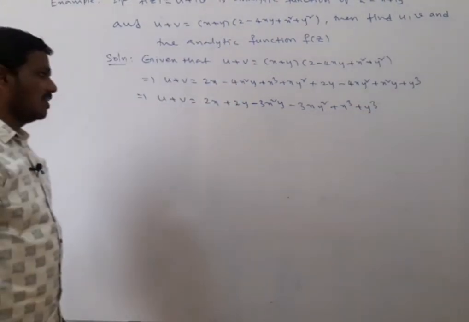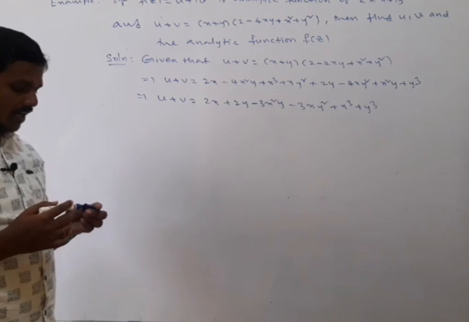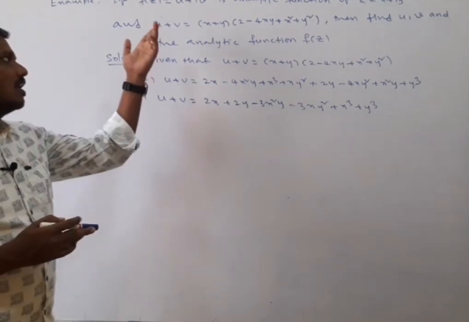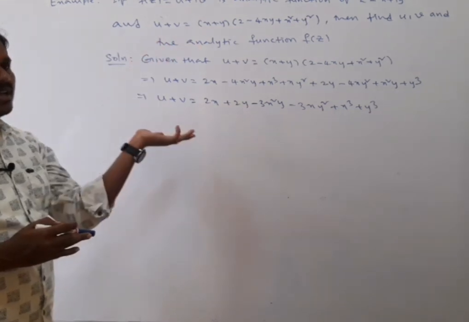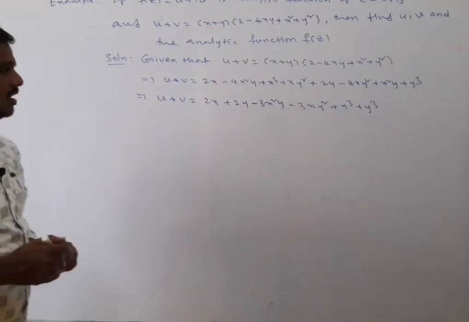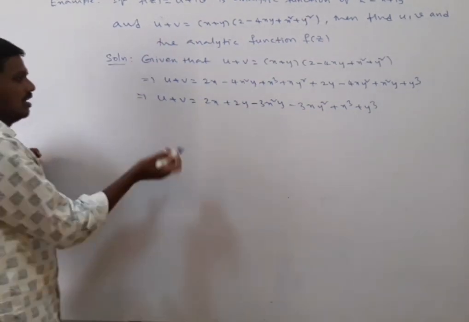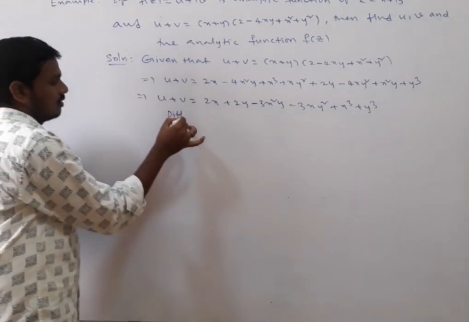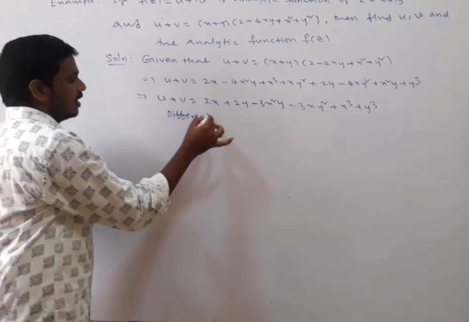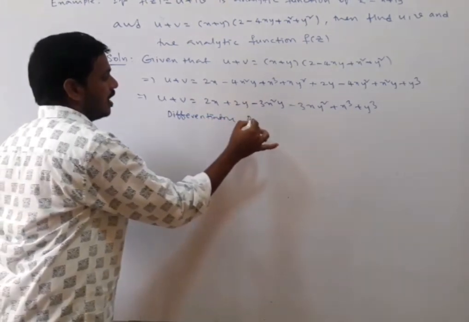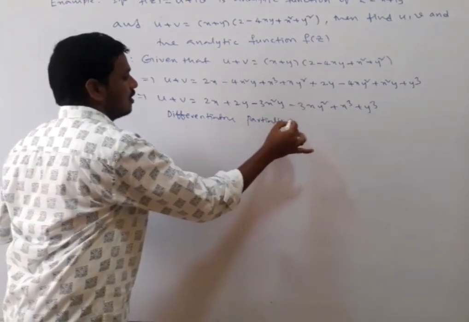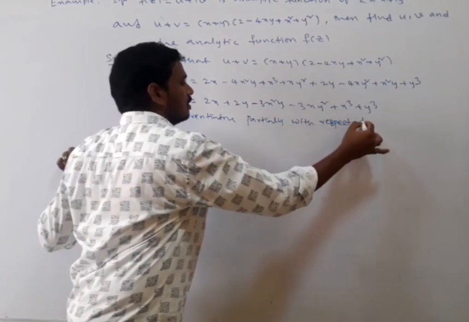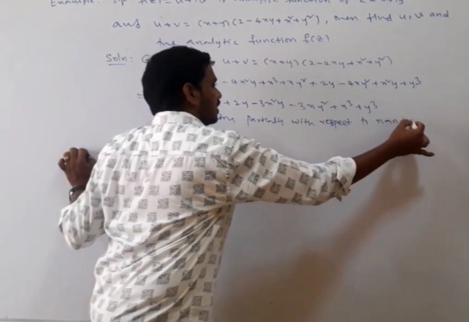From this u + v, we have to determine u and v separately and f(z) by using that the function is analytic. Function is analytic means using the CR equations. That is a hint for this problem, right? So now differentiating partially with respect to x and y separately, right?